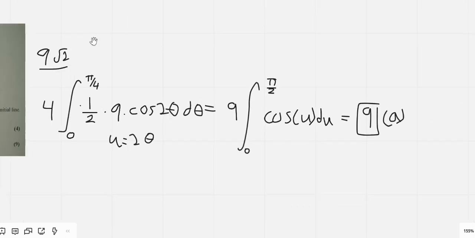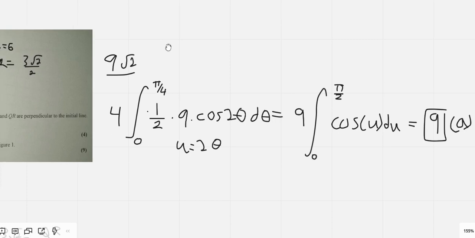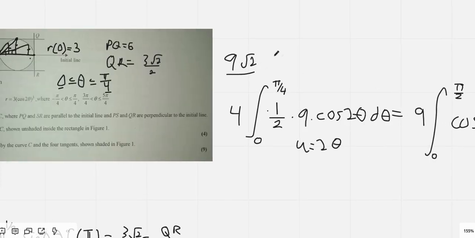Great. Well, now the answer to B is just this rectangle minus the bounded area. So it's just 9 root 2 minus 9. And that is the answer to part B.